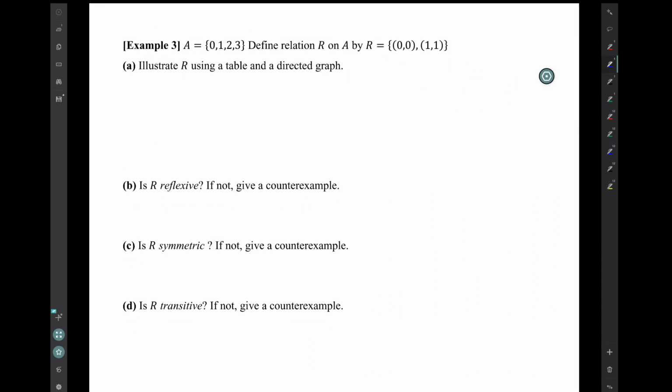Let's go on. Another example on the same set A, define this relation. Illustrate that relation using a table and a graph.